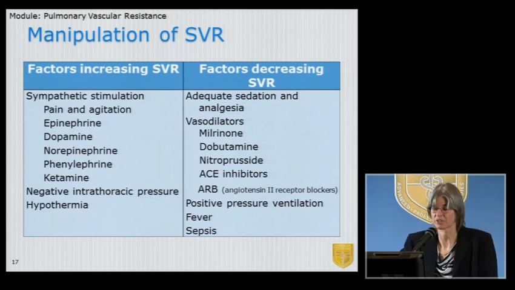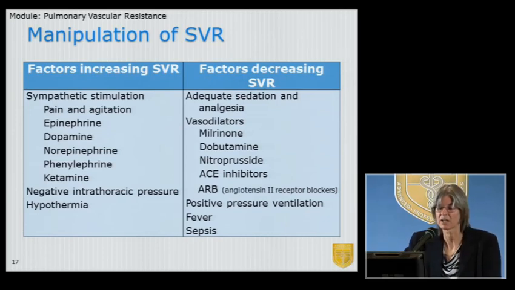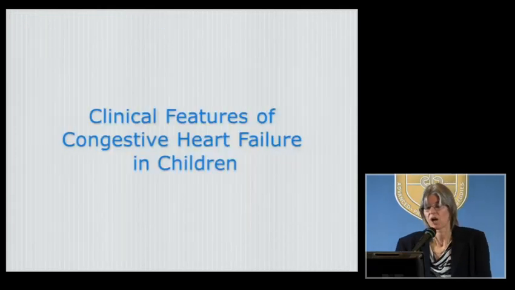What about the SVR? How can you manipulate your systemic vascular resistance? Well, once again, increased systemic vascular resistance with sympathetic stimulation, pain, catecholamines, norepinephrine, phenylephrine, ketamine, negative intrathoracic pressures, and hypothermia. Whereas fever, sepsis, positive pressure ventilation, vasodilators, and adequate sedation and analgesia decrease your SVR.